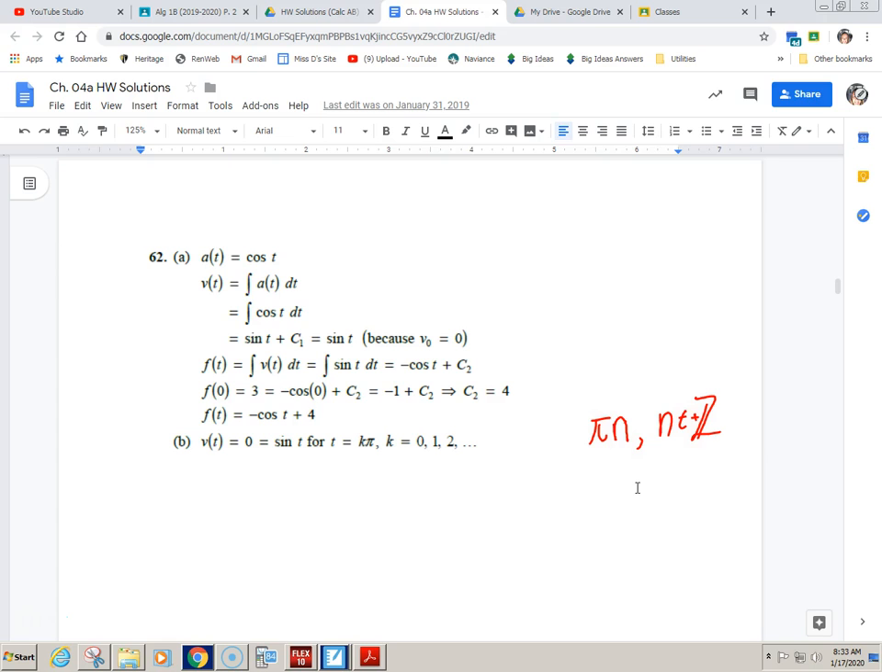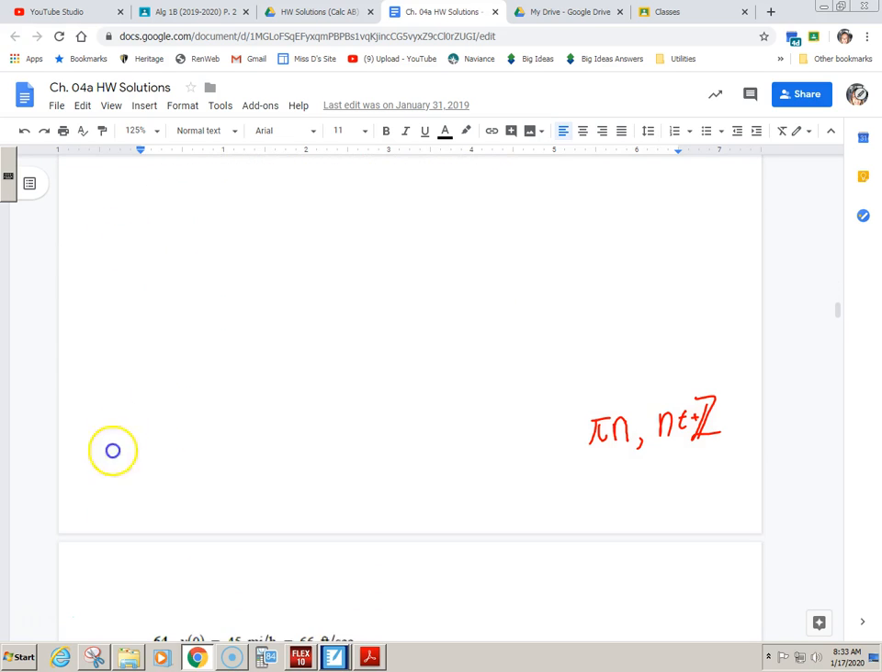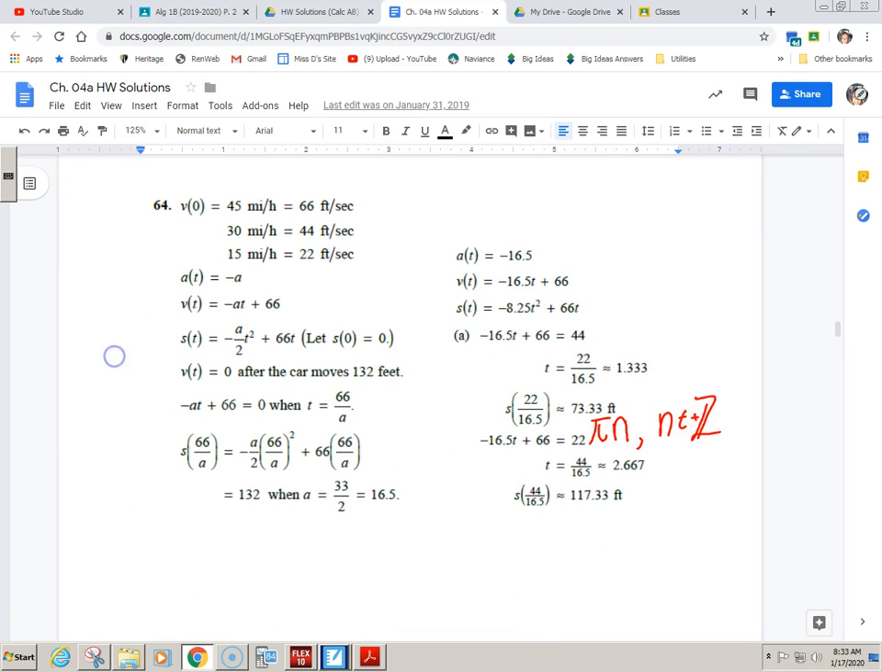So some of you guys got stuck there, but yeah, you're right. There's infinitely many. They just wanted you to know, like, oh yeah, it's going to happen every time we're at pi. And then number 64, I'm just going to pause. If you want a picture of it, take it. Remember, we'll talk about it on Monday.